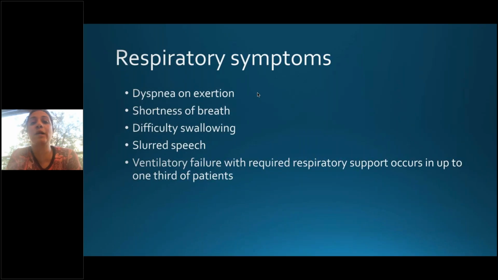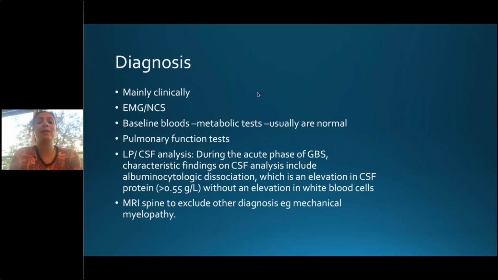The reason I put this slide is that it's really important that we assess respiratory symptoms clinically. So if there's any dyspnea with effort, shortness of breath, difficulty in swallowing, or a change in their speech, they may need respiratory support, and there's ventilation failure in a third of the patients. It's mainly a clinical diagnosis, but EMG and nerve conduction studies are helpful to confirm it. Normally, baseline bloods and metabolic testing are normal.